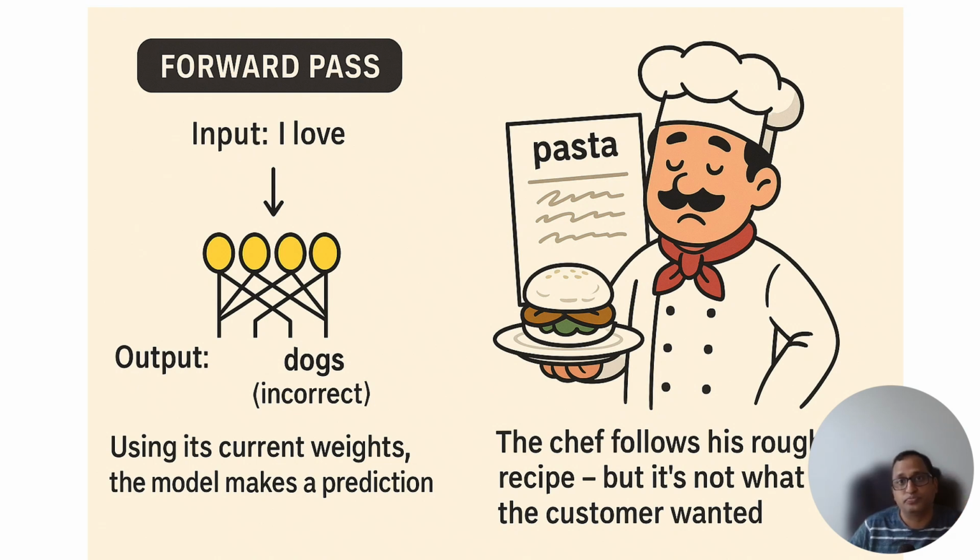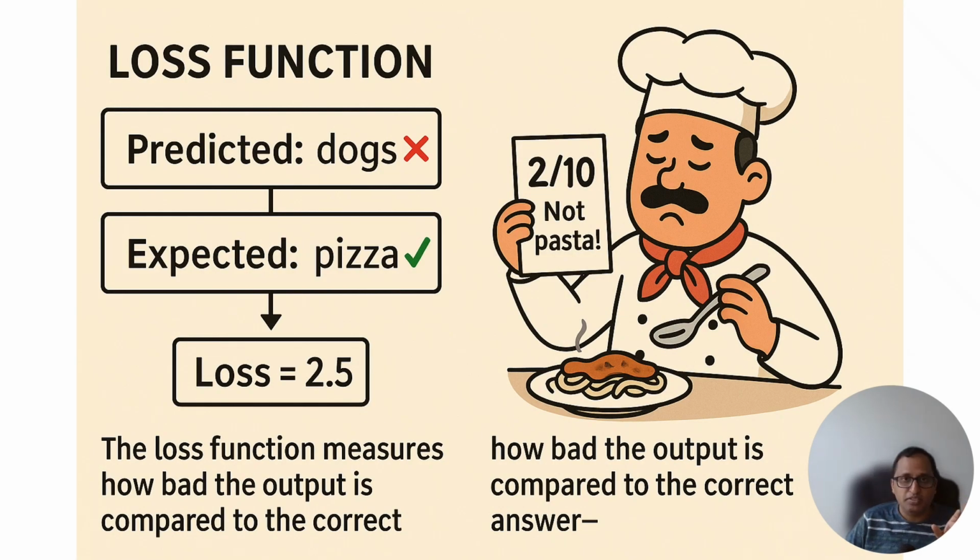So in the previous step, our model made a prediction. When we gave "I love", instead of "pizza", it gave the word "dog". So this is where the next part comes in, about seeing how much of a mistake it has made.